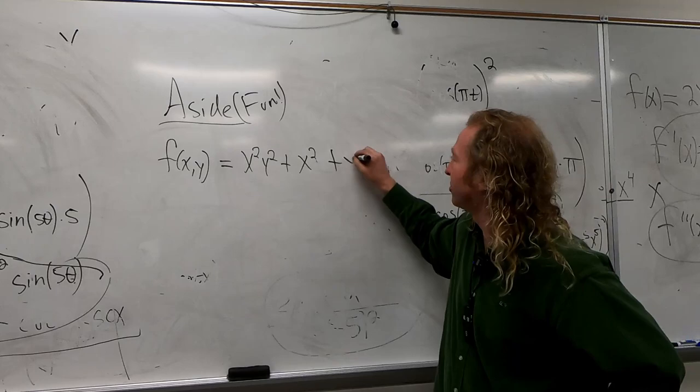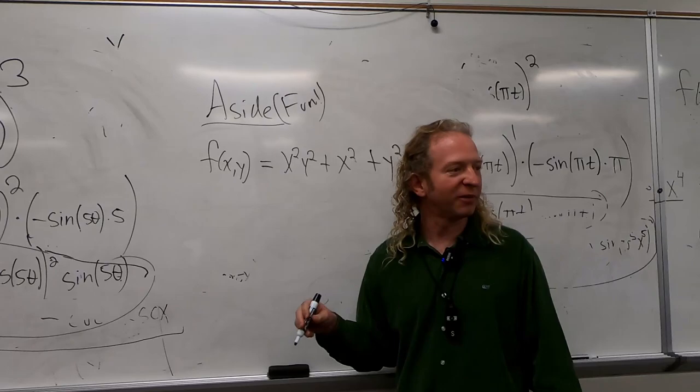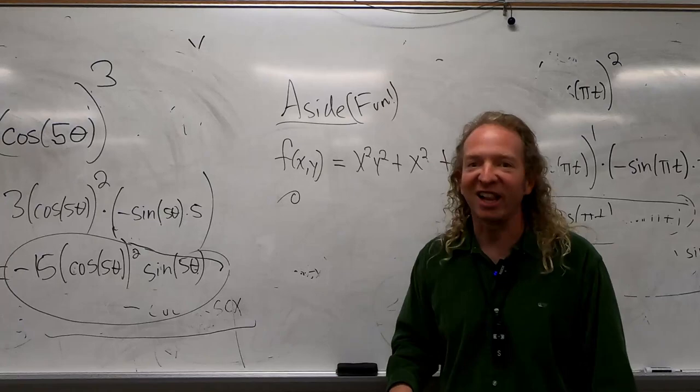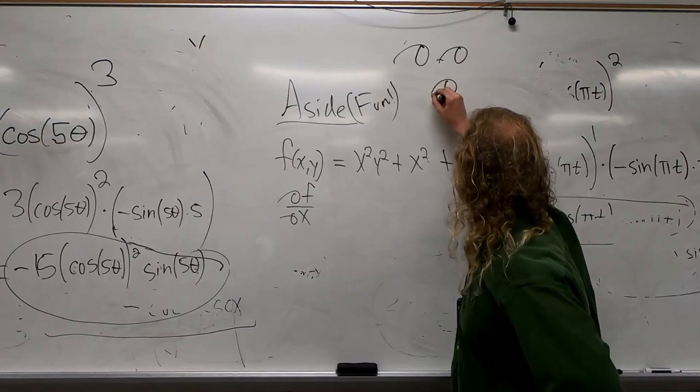So this is a function of two variables, right? So how do you find the derivatives here? When you have functions of two variables, you take what's called partial derivatives. So instead of dy dx, we use this symbol here, del. D-E-L, like deli. So it's del f, del x. That's how you read it. It's just read del. So del f, del x.